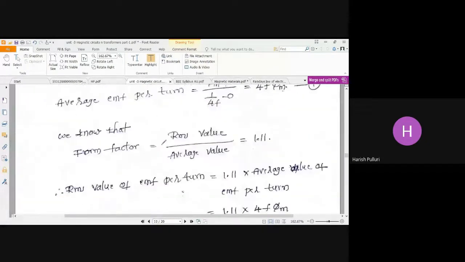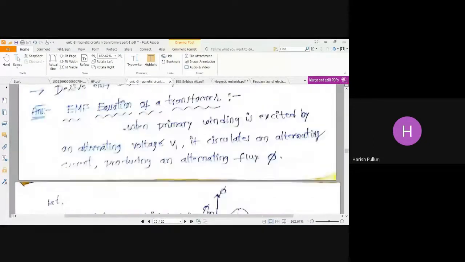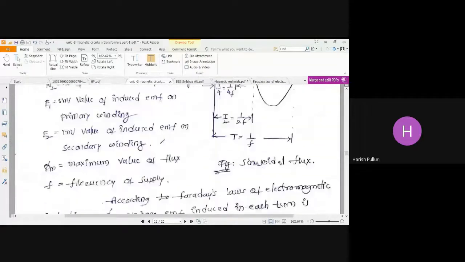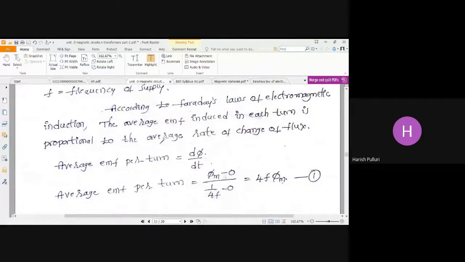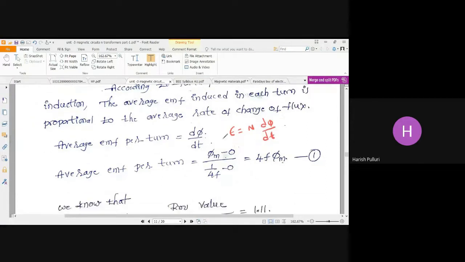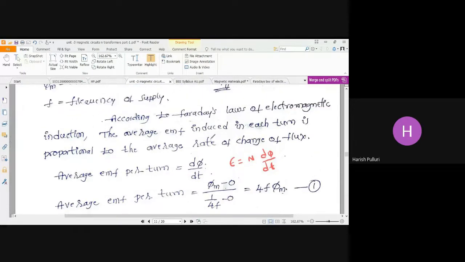And the EMF equation of a transformer. See, from Faraday's second law, we have discussed, right? What is Faraday's second law here? E is equal to the change in flux, that is N into d phi by dt, right? So for d phi by dt, I am substituting all the values.